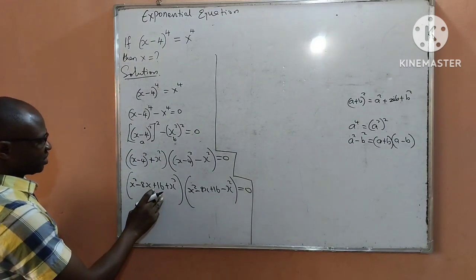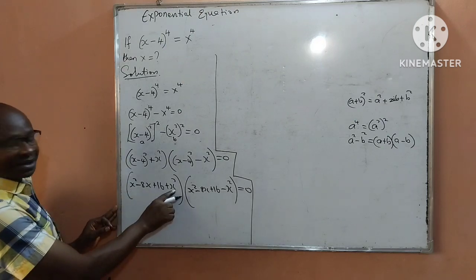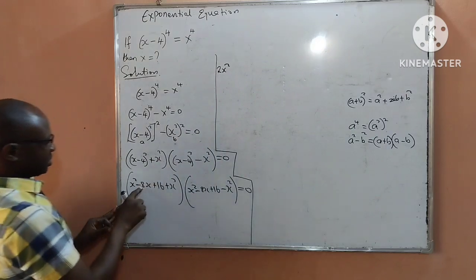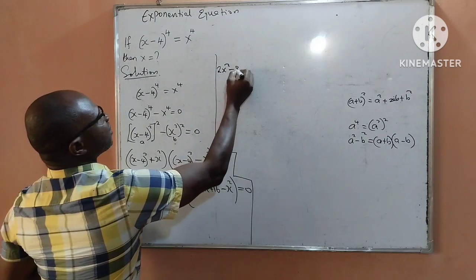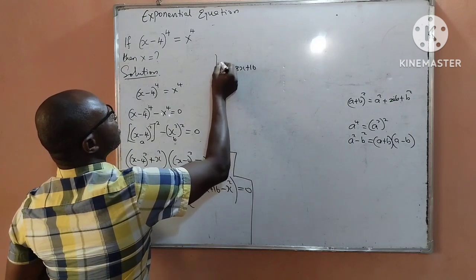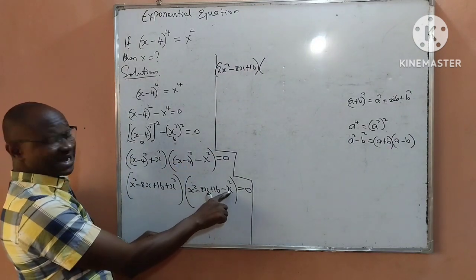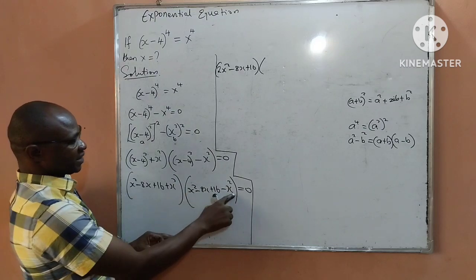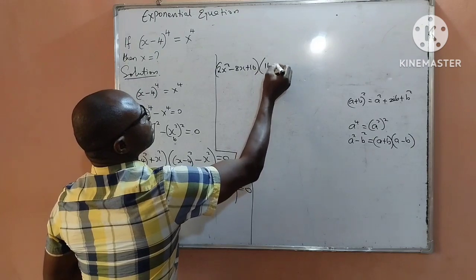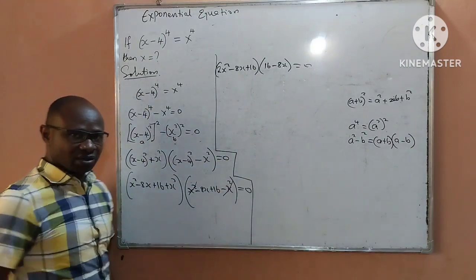Let's come to this. From this bracket, you can see this and this can add to give me 2x squared. Then I have this minus 8x. I also have plus 16, all in one bracket. In the second bracket, this and this can cancel. X squared minus x squared can cancel out, leaving me with 16 minus 8x, still equal to 0.